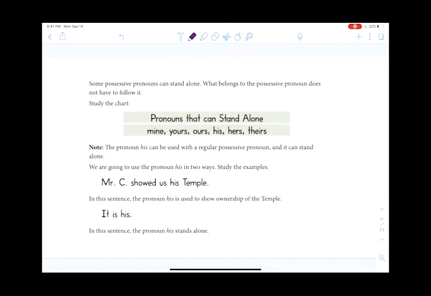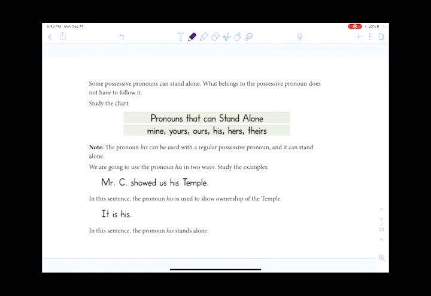Mine, yours, ours, his, hers, and theirs. Please note the pronoun his can be used as a regular possessive pronoun, and it can stand alone. We are going to use the pronoun his in two ways. Study the examples.